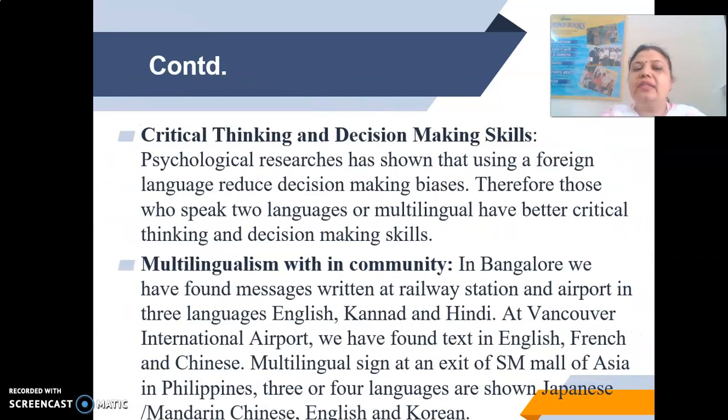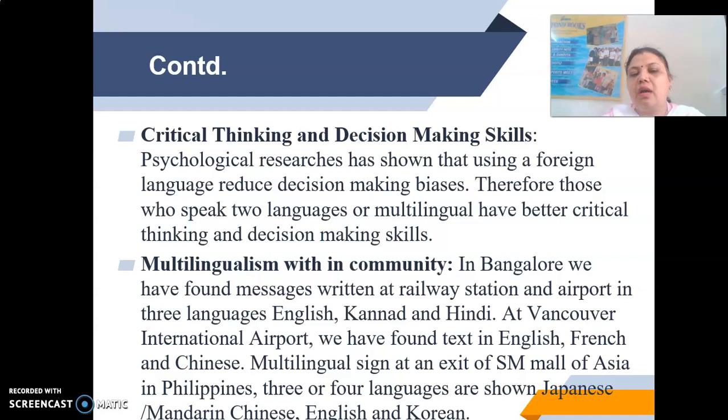Next is critical thinking and decision-making skills. Psychological research has shown that using a foreign language reduces decision-making biases. Therefore, those who speak two languages or are multilingual have better critical thinking and decision-making skills.